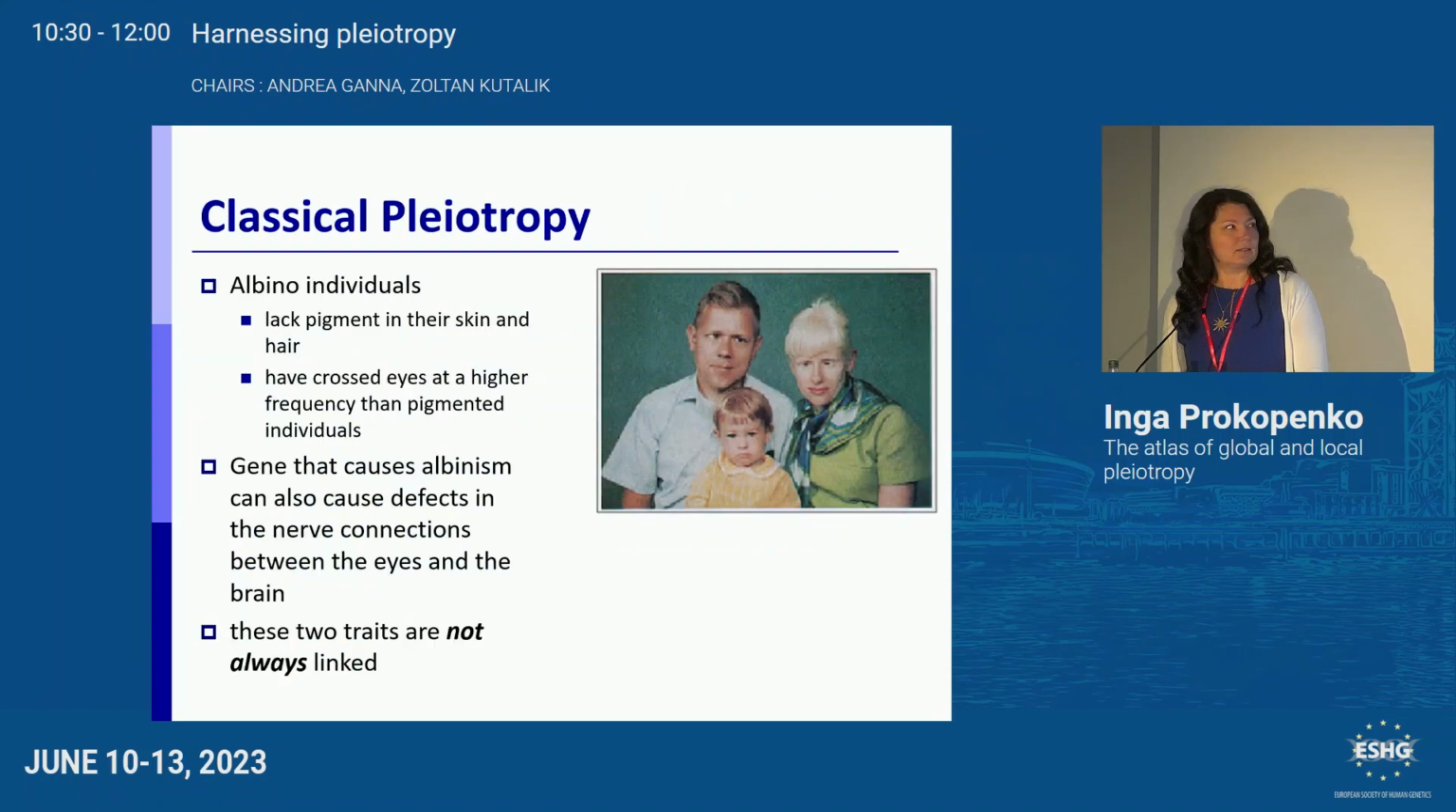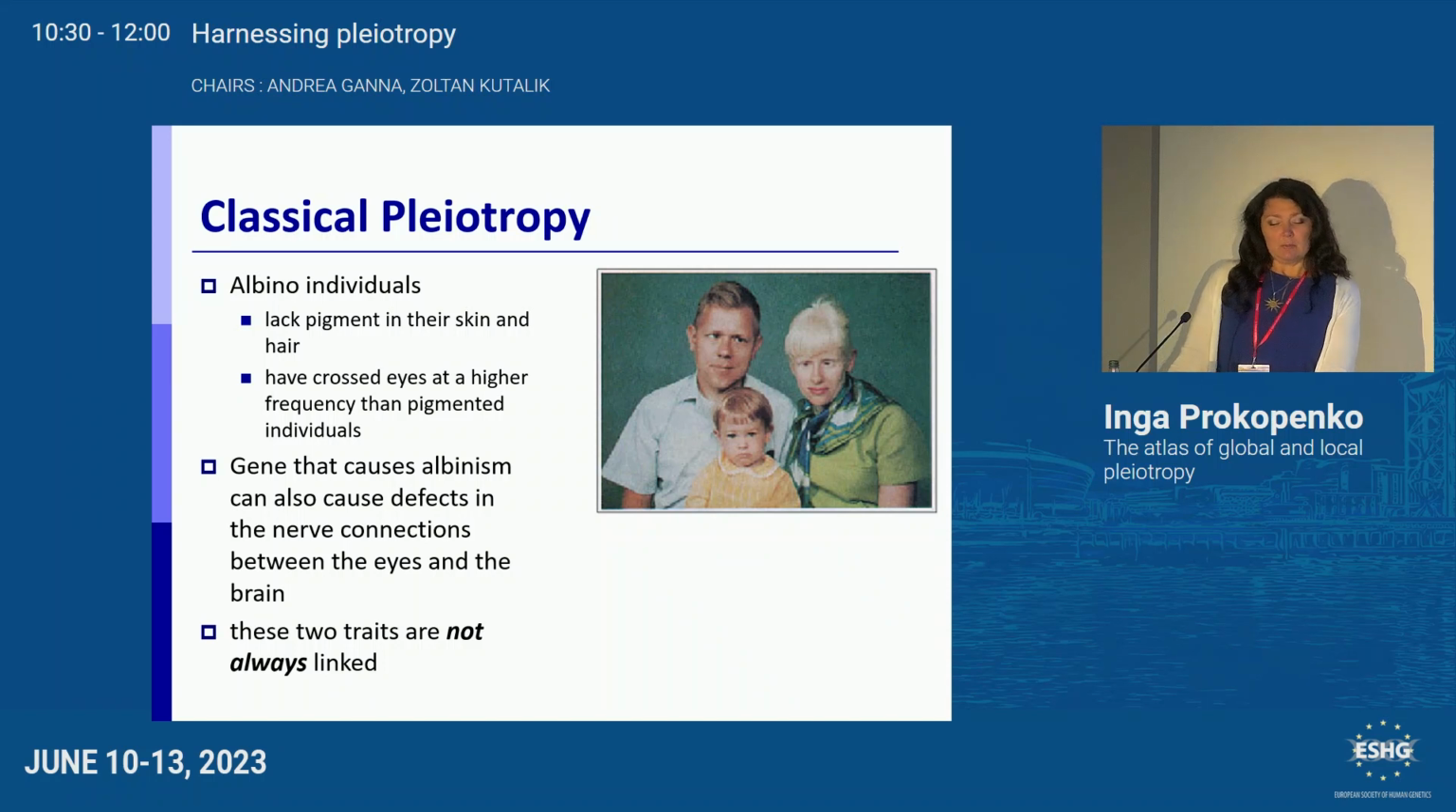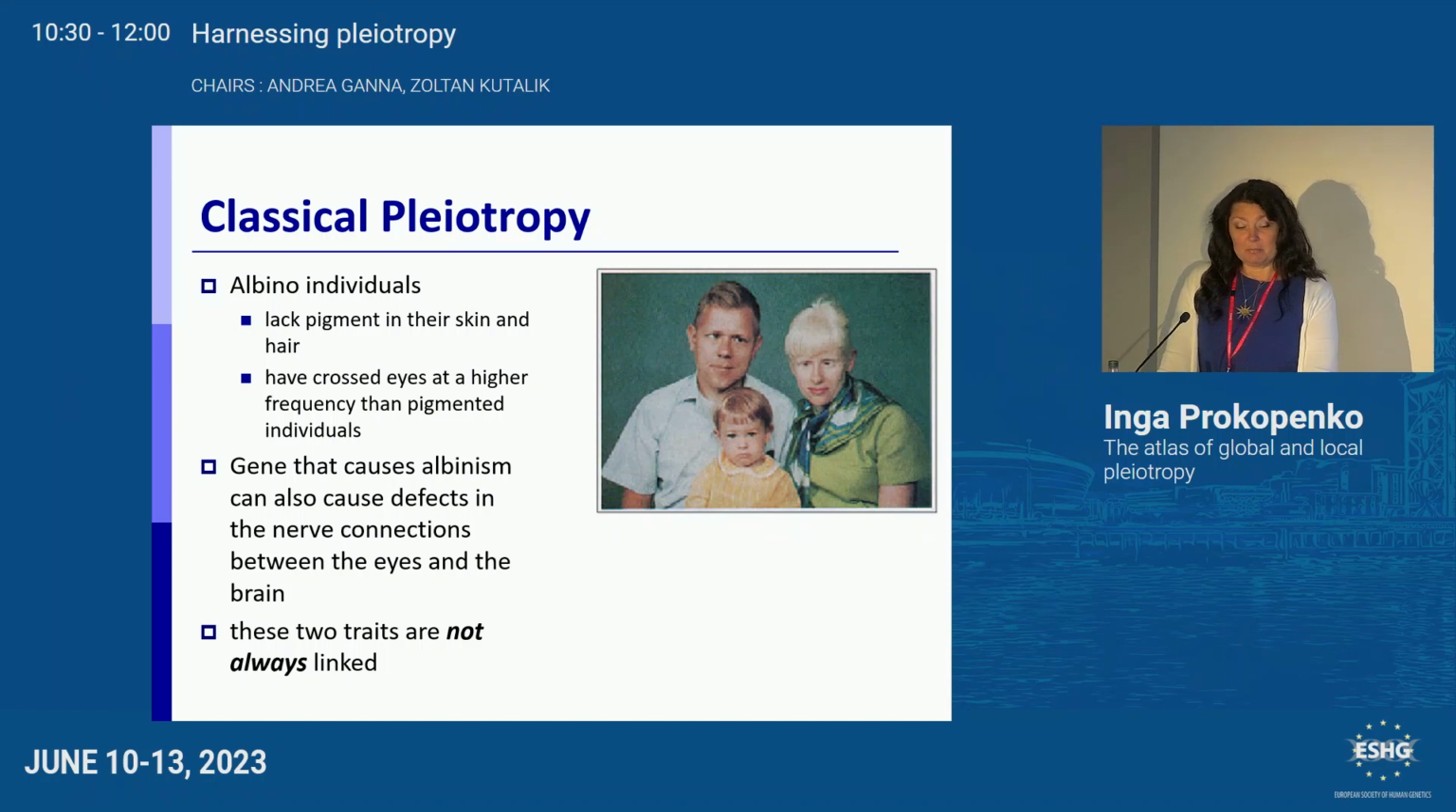So this is an example of classical pleiotropy, which we usually would know about if we did medical school in the 90s or something like that. I didn't do medical school. So albino individuals lack pigment in their skin and hair. They have cross-eyes at a higher frequency than pigmented individuals. And genes that cause albinism can also cause defects in the nerve connections between the eyes and the brain. These two traits are not always linked.